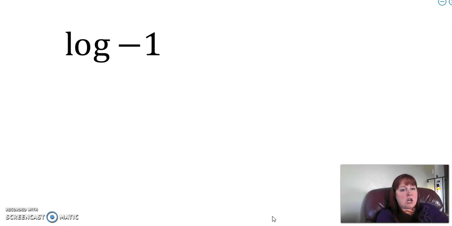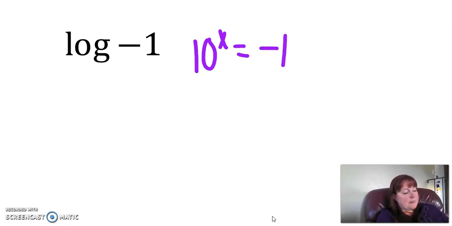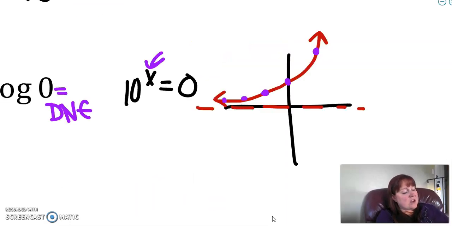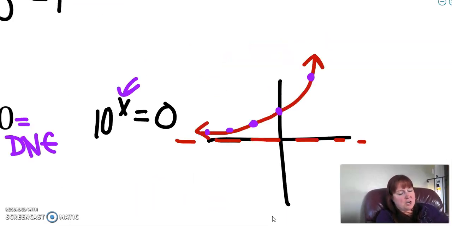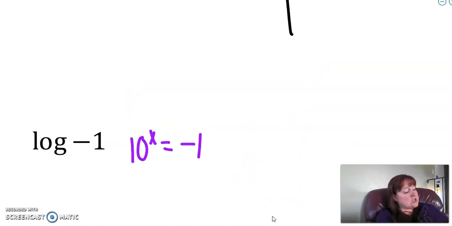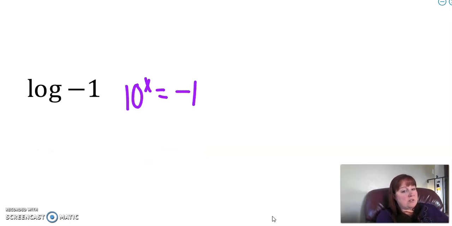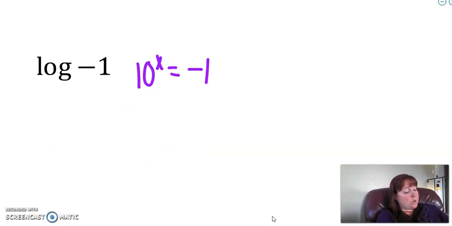What about this, log of -1? So again, 10 to what equals -1? Let's think about the graph again. Is there any number on this beautiful earth of ours that we could put in and get a negative number out? Because if I put positive numbers in, I get big numbers. If I put negative numbers in, I just get really small fractions. But there is not a number in this world that if I put it in, I'm going to get out a negative number. So you cannot put a negative number into a log. It just doesn't work. So again, does not exist.